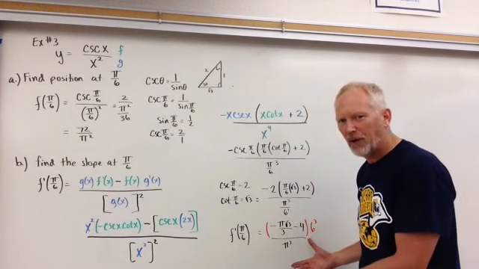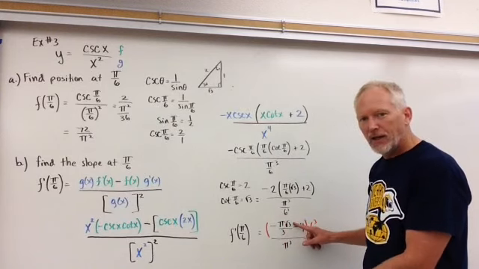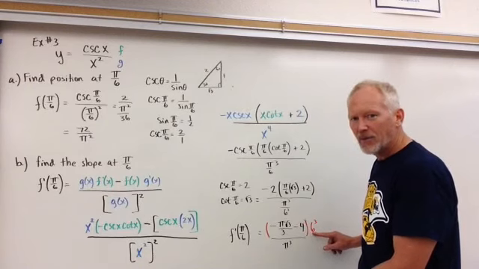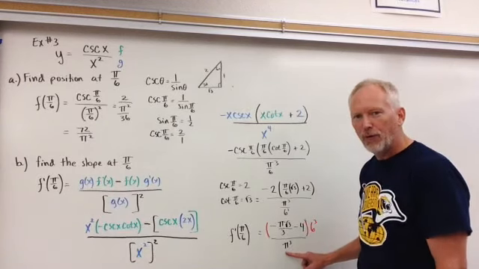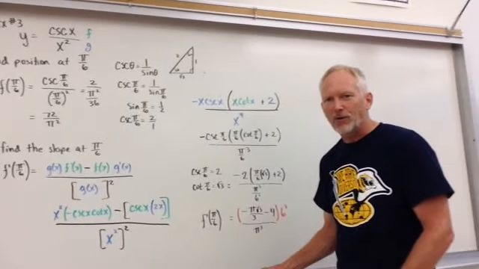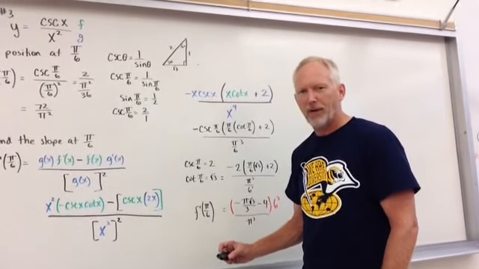Hopefully you can see this. I don't know if it's big enough. I might have to bring it closer, but we get negative pi over 3 times cube root of 3 minus 4 times 6 cubed all over pi cubed. I encourage you, stop the video, turn it around, check it out. It's pretty crazy. That's a long one, but I think it's right.